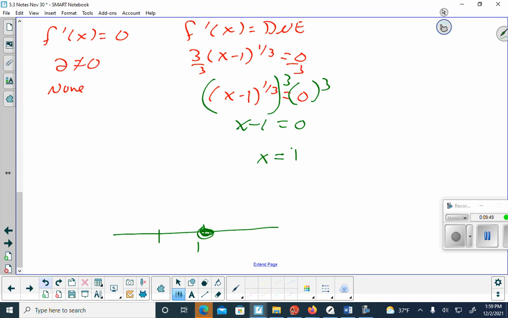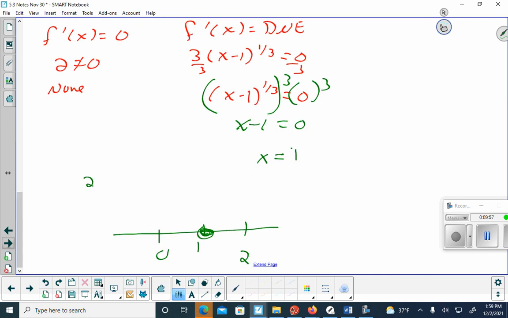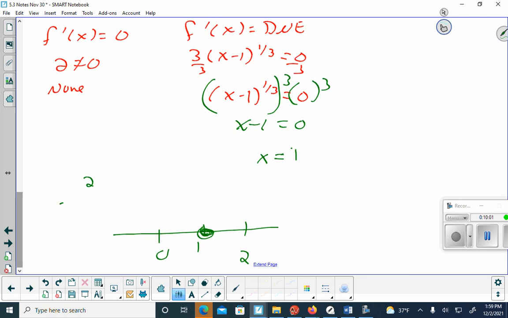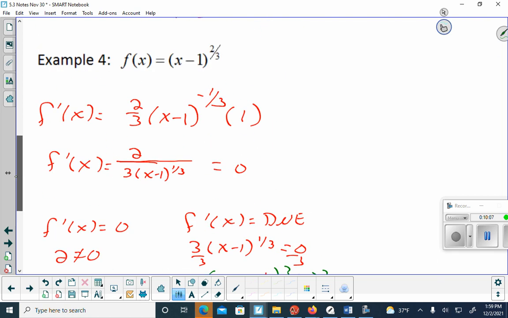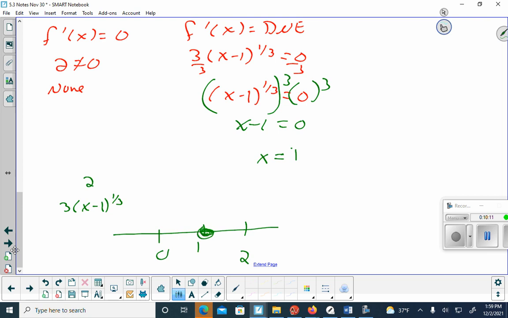Pick something less than 1. Pick something more than 1. Now I take the numerator, which is a positive 2, so that's going to have absolutely no effect. And then I take 3 times x minus 1 to the 1/3. Oh yeah, 1/3. I'm good. I had a little heart attack there.